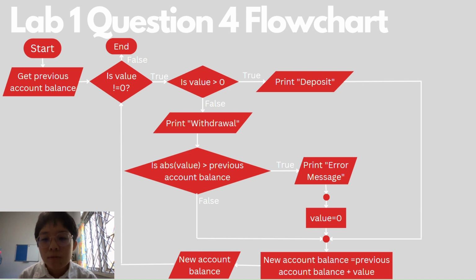And for withdrawal, if our absolute value is larger than previous balance, then we'll print an error message, and value equals to 0. Our balance will not change. And if false, then we'll have a new balance also. Then for deposit, it is also the same. We will have the new value. Then we will have our new account balance, then end our loop. And thank you.